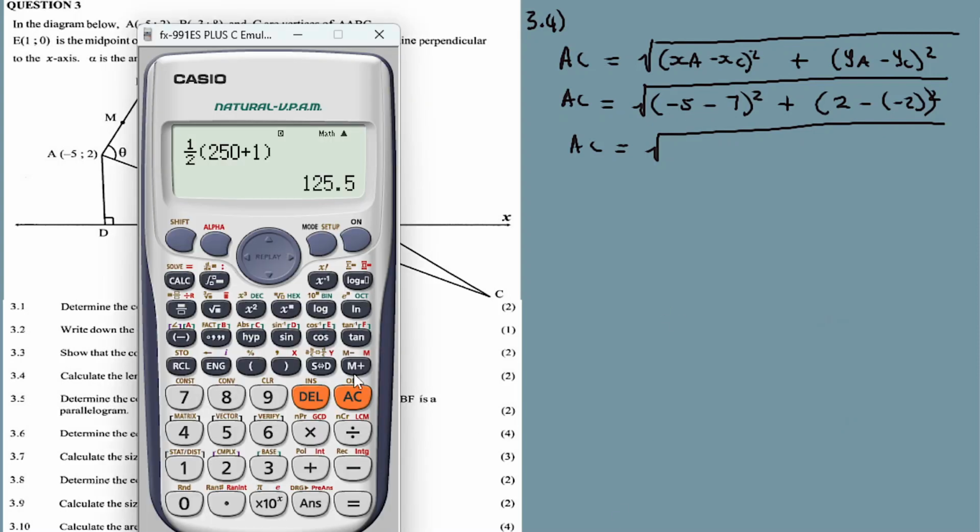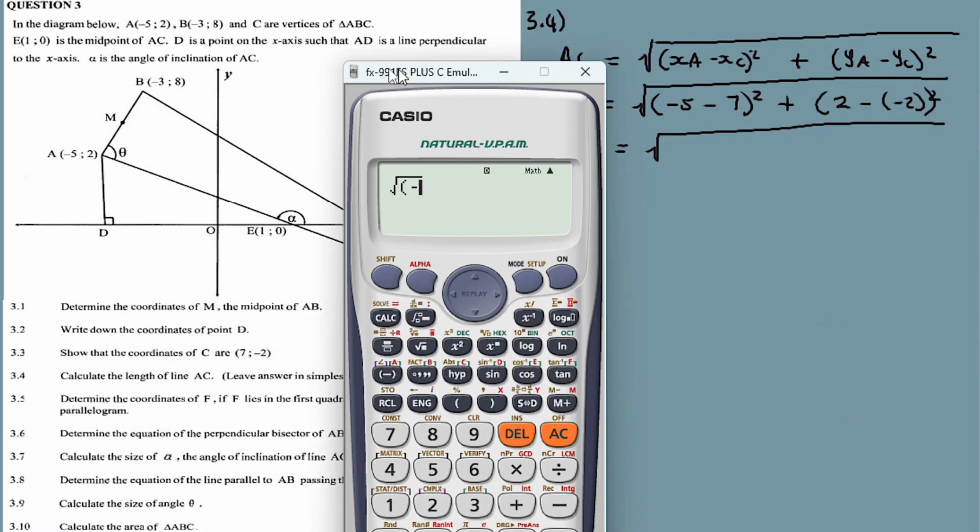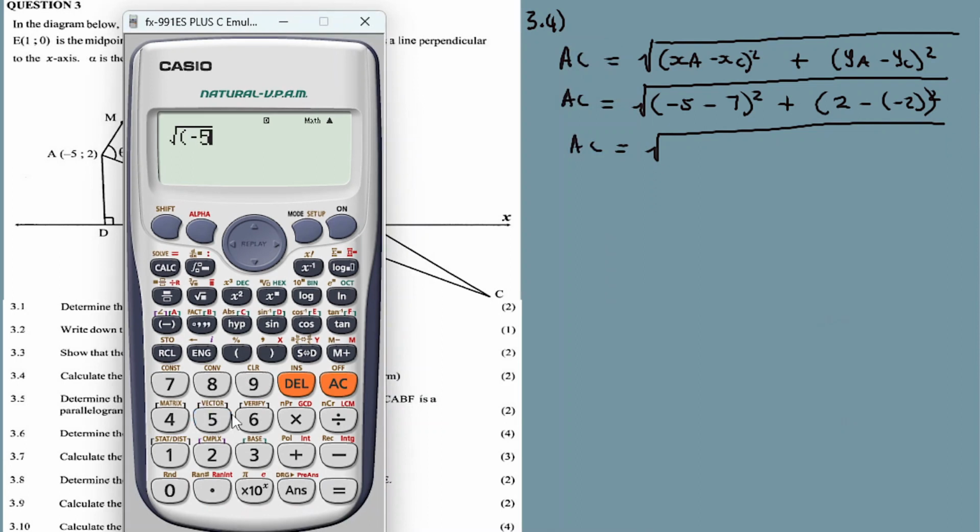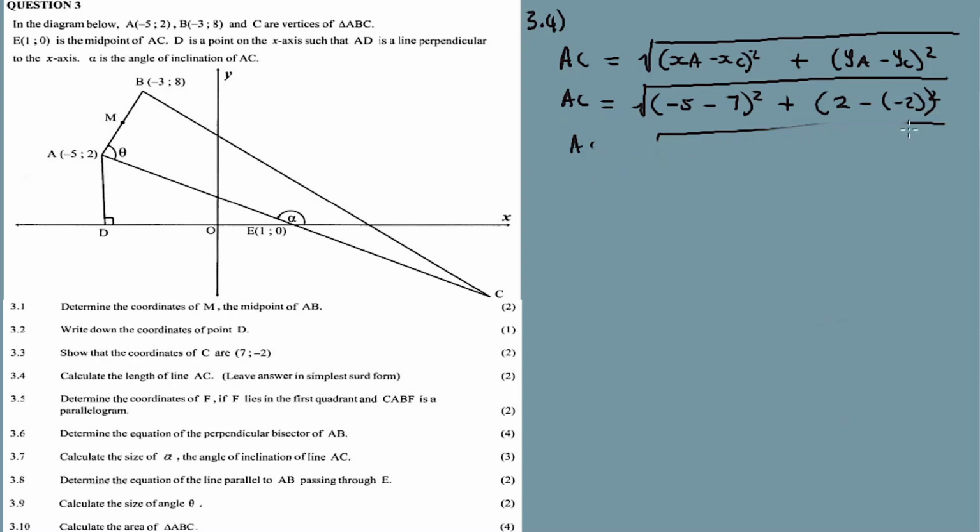Okay, let's do this whole one. For how many marks? 2 marks. You see now. Just punch it all in, don't waste time. 2 minus negative 2 squared. What do I get? 4 square root 10. So AC is equal to 4 the square root of 10.